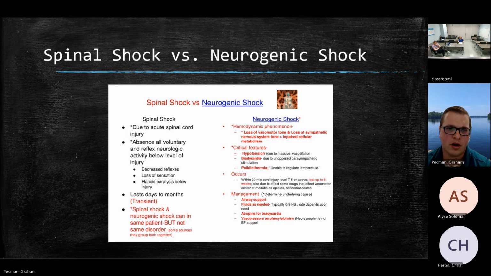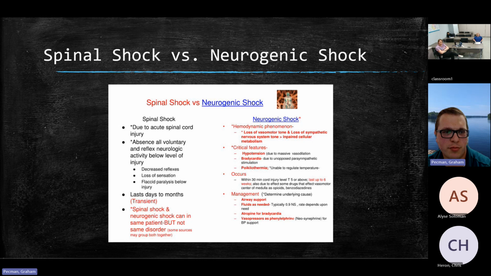There is often a confusion between spinal shock and neurogenic shock. Often the terms are used interchangeably. But think of spinal shock exclusively in the epidural or spinal context. If the patient's getting a spinal block or an epidural placed, they can have an acute injury or insult to that area of the spinal cord, and they can lose all voluntary and reflex activity below that level. It's transient, so it can last hours, days.